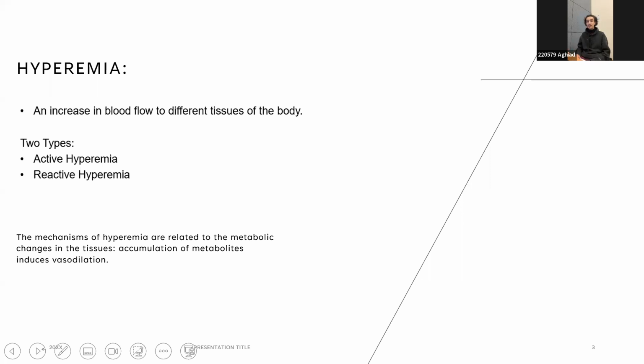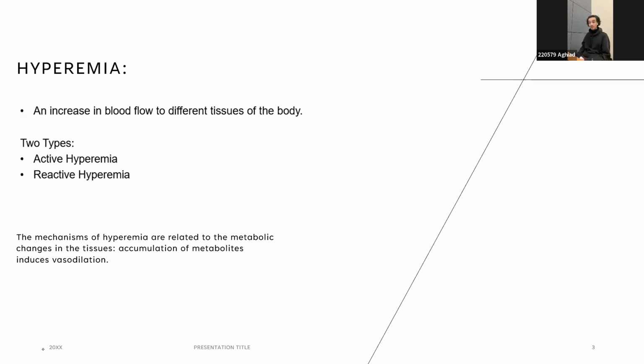So, Bismillah, hyperemia. What is hyperemia? By definition, it is an increase in blood flow to different tissues of the body. Hyper means more. Anything that has to do with emia is the blood. So hyperglycemia, hyperemia, anemia, they all have to do with the blood. So hyperemia means increased blood flow. And we have two types of them. The first one being active hyperemia, and the second one being reactive hyperemia.